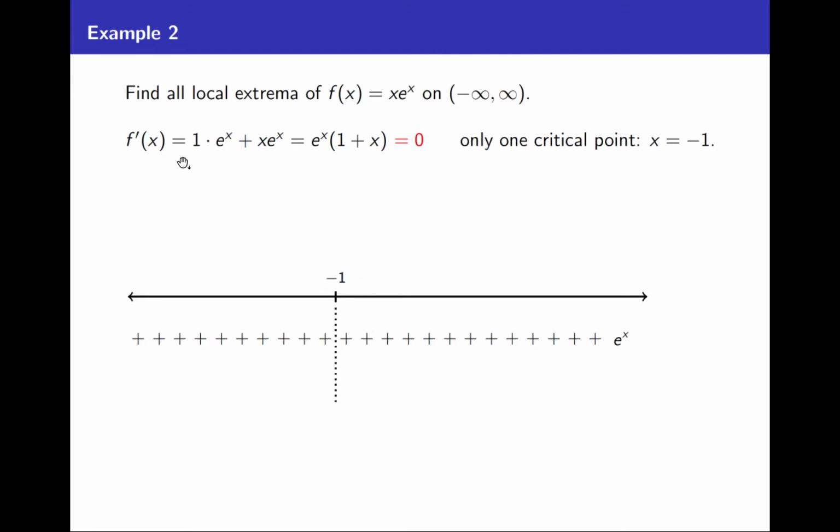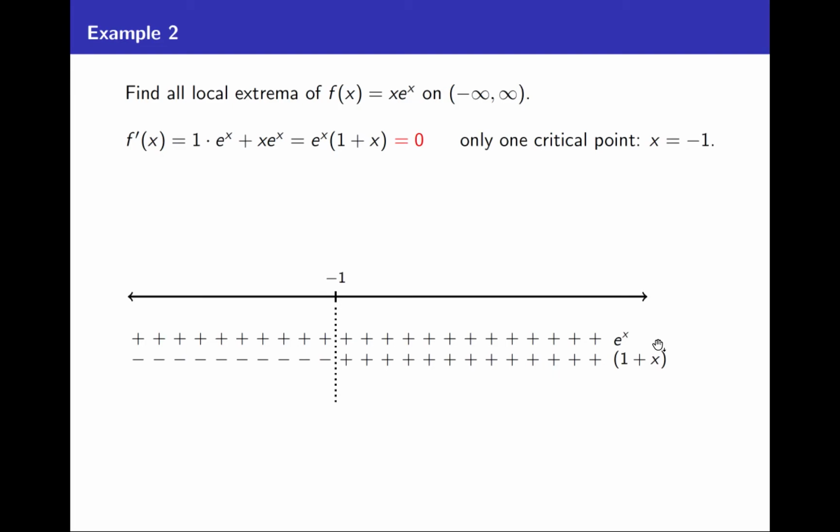Now the derivative, f prime, has two factors, e to the x and 1 plus x. I'm going to start off with e to the x, that factor all by itself. No matter what x is, e to the x is positive. So I've got positive straight across the board here.